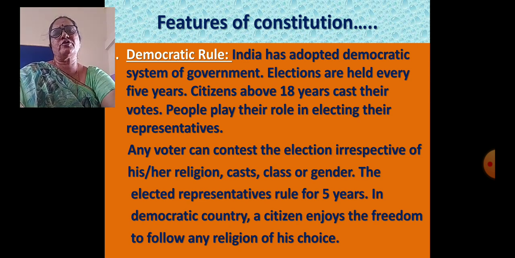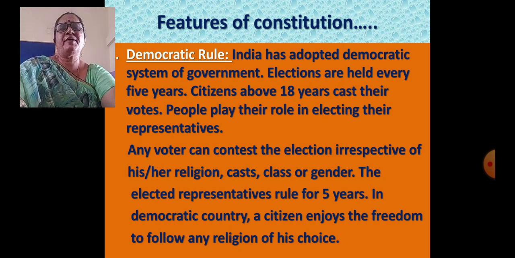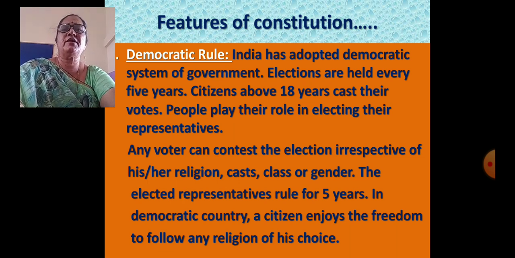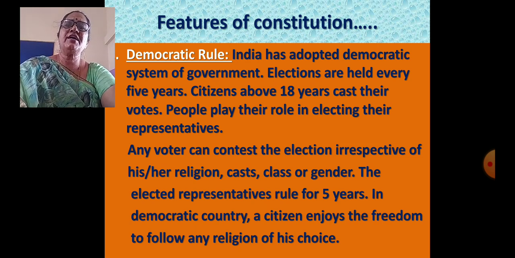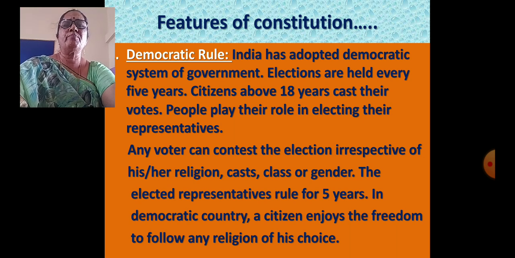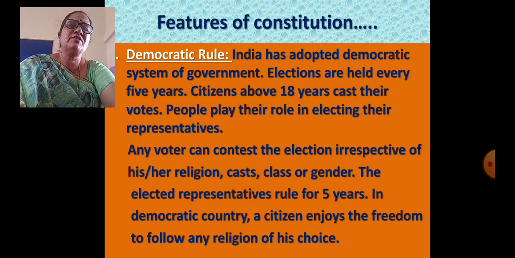As we all know, according to our Constitution, we have adopted a democratic form of government, where the government is formed by the people, of the people and for the people. The member leaders or representatives are one among us. Elections are held every 5 years, and citizens who are above 18 years can cast their important vote. People play their role in electing their own representatives. That is why we say a democratic country is where a government is formed by the people.